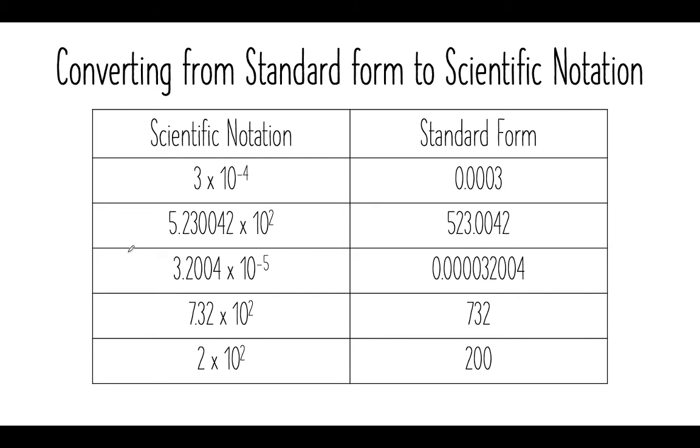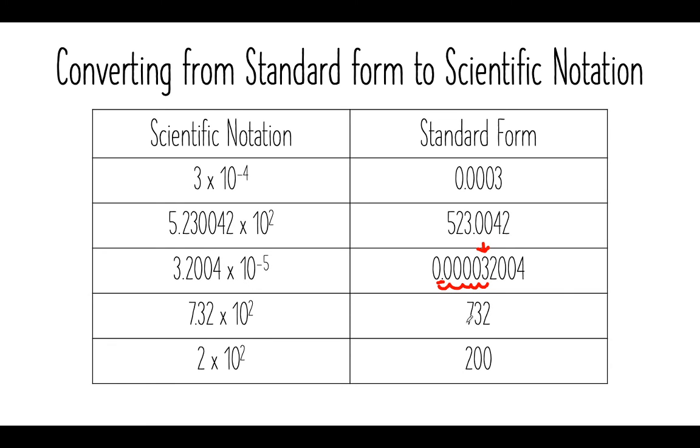So in my third example, the decimal is here, and my first non-zero number happens to be this particular 3. So if I move it over to the right, 1, 2, 3, 4, 5 spots. So my number is now 3.2004, and because I moved 5 spots to the right, it is 10 to the power of negative 5.